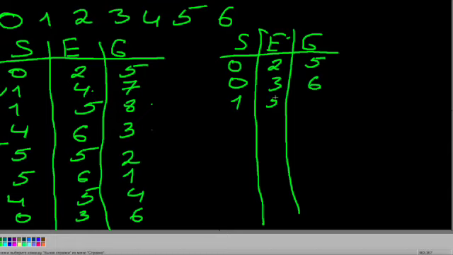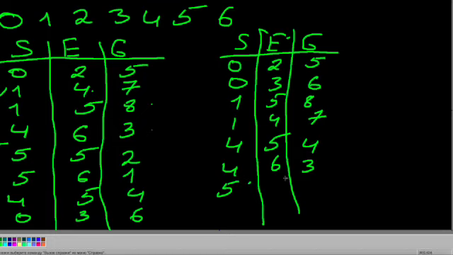Take 1, 5, 8, 4, 7, and comes to 2. We don't have anything that starts with 2. 3 we don't have either. So then comes 4, 5, 4, 4, 6, 3, and 5, 5, 6, 1, 5, 5, 2.